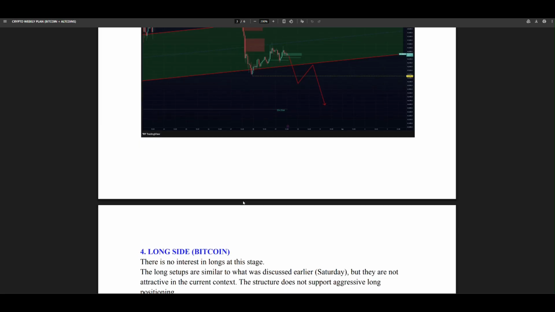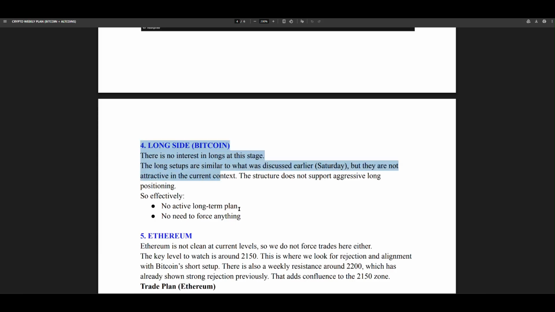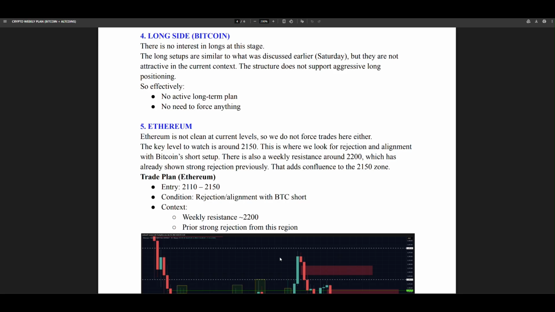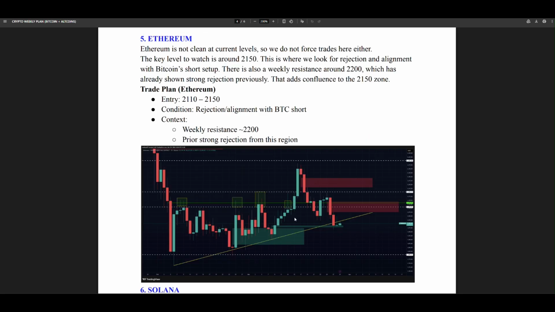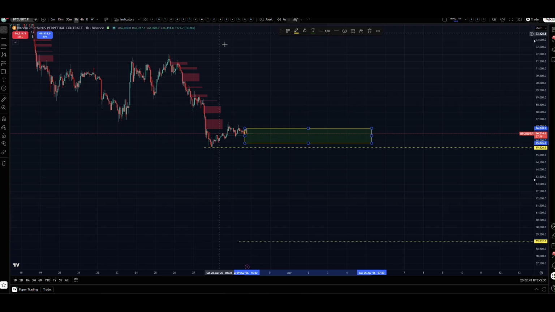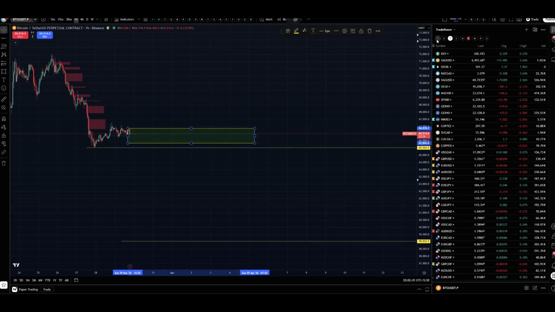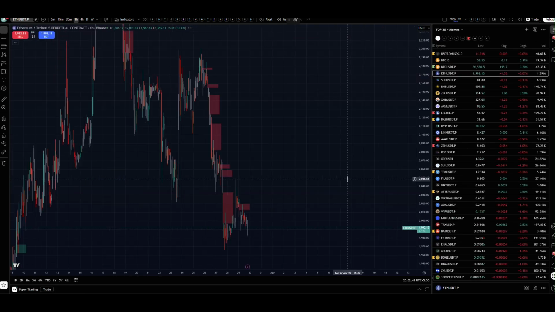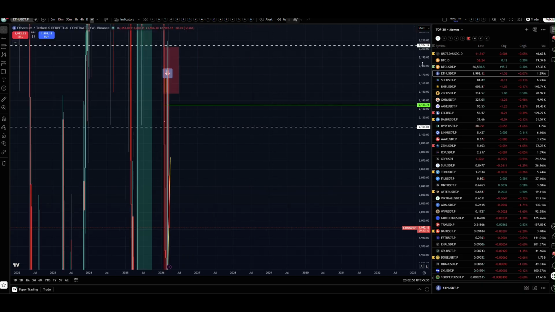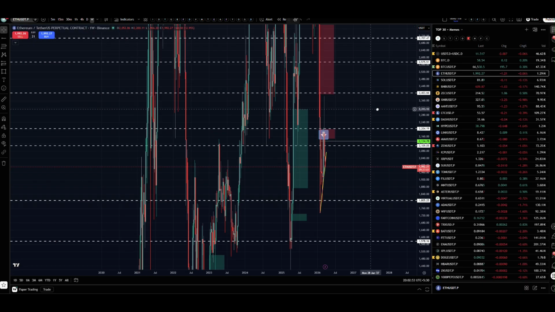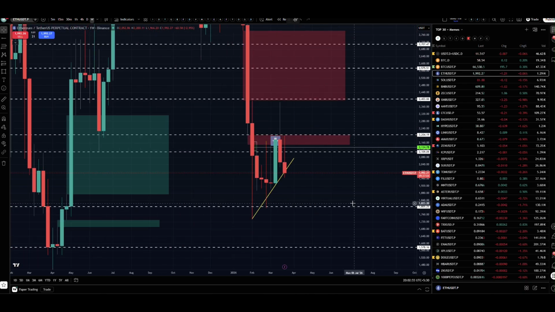And as mentioned here, on the long side, no plans, nothing. Any longs would be similar to the other ones that were shared, TON and all those things, which we don't really want to do, and we won't feel confident in these market conditions. So why talk about that? We should talk about the more conclusive scenarios, the things that we can actually trade.